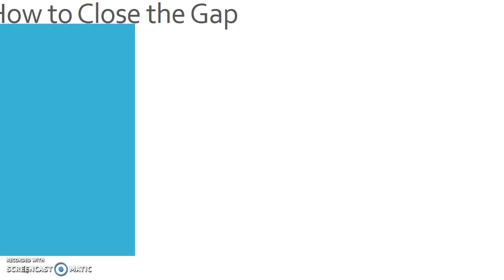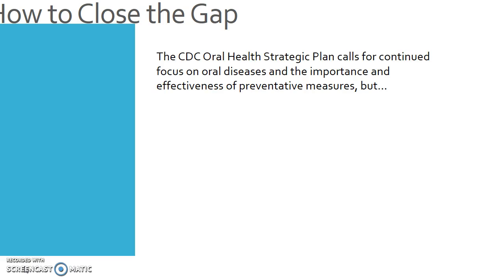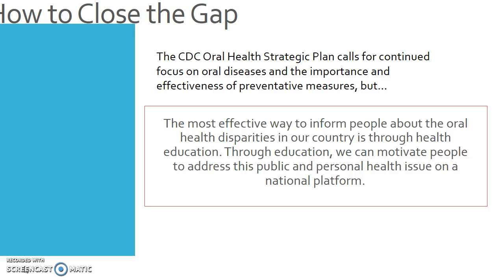But how do we do this? Well, the CDC's strategic plan calls for continued focus on oral diseases and those receiving preventative measures. More importantly, the plan calls for oral health education. That is, by educating public healthcare workers, dental care professionals, and policymakers on health disparities that still exist within our society and why those disparities are an issue of public concern, we can better motivate others to address the issue within their local communities and government.